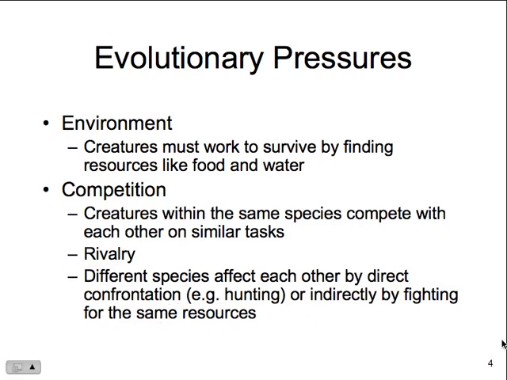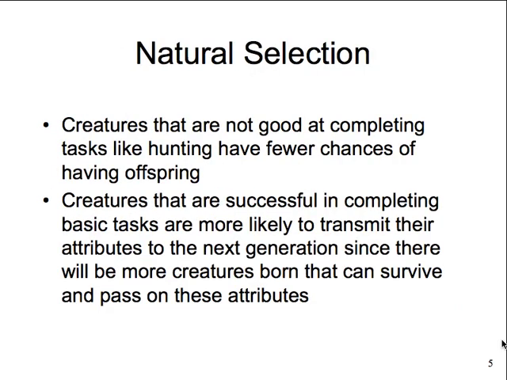And we have different species that affect each other by direct confrontation, hunting, or indirectly by fighting for the same resource. They hunt each other out. In fact, that's what happens in regular schools when you have a curve system.